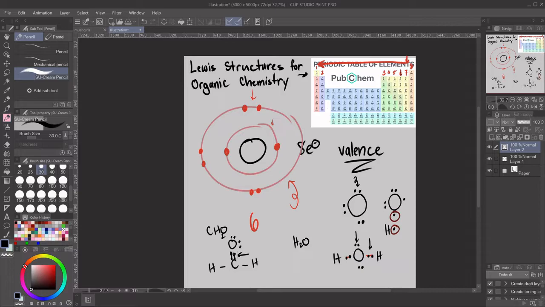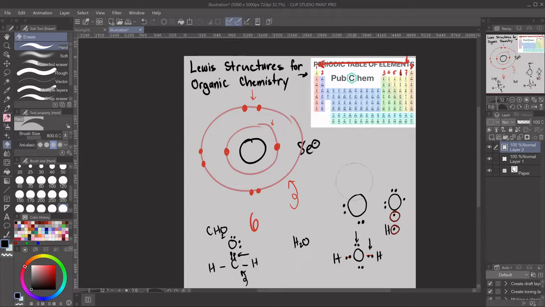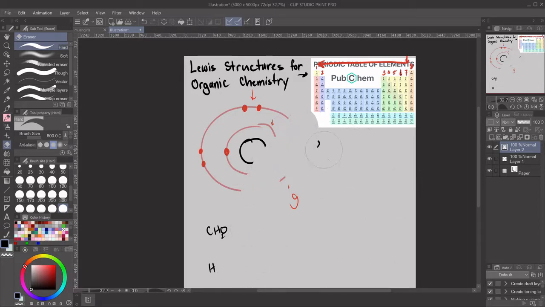All right, so how do I know that this is going to be the structure of CH2O? How do I know that? Well, it's a little complicated, but once you break it down, it becomes a lot easier to understand. So let me go ahead and clear this a little bit.